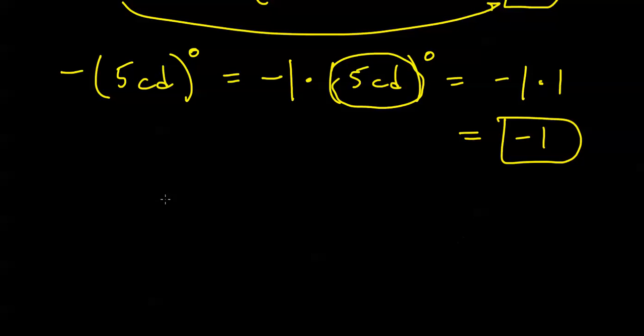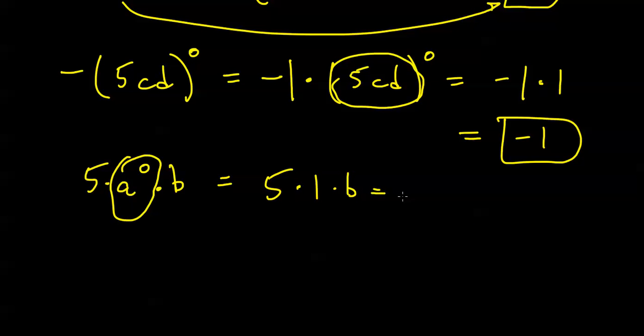And if I've got a string of factors, something like this, 5 times a to the 0 power times b, well, again, these are products, and a to the 0 is 1, so this is really 5 times 1 times b, which, of course, returns 5b.